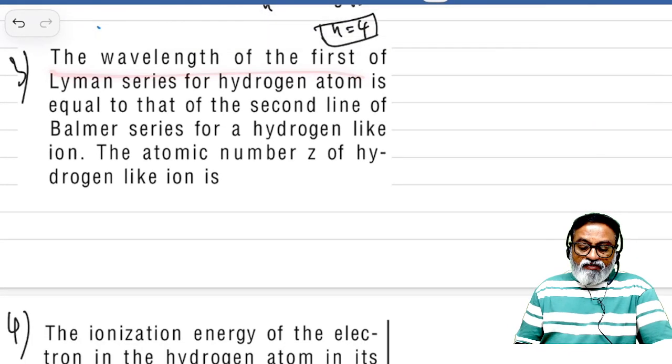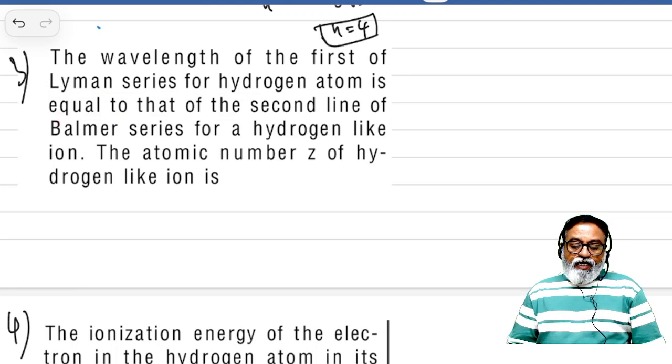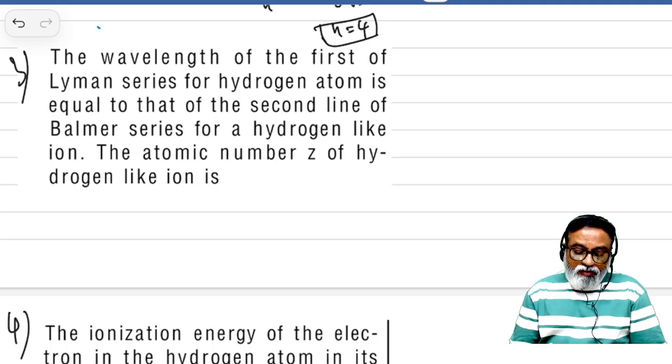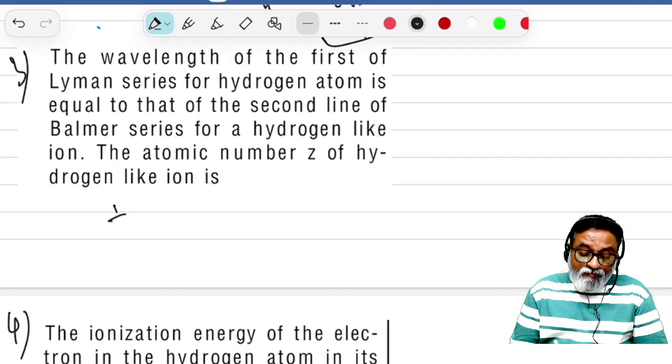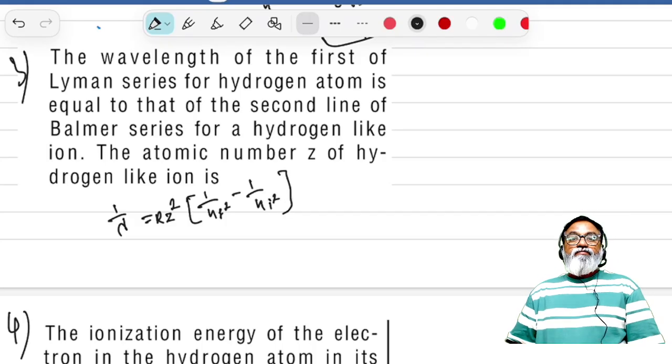The wavelength of first line of Lyman series for hydrogen atom is equal to that of second line of Balmer series for a hydrogen-like atom. The atomic number Z of the hydrogen-like atom? See here, wavelength formula: 1 by lambda is equal to R Z square into 1 by n final square minus 1 by n initial square.